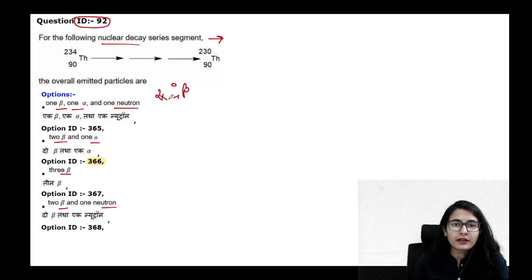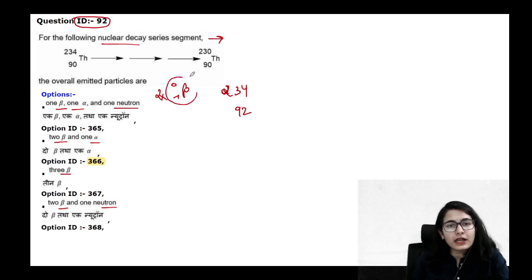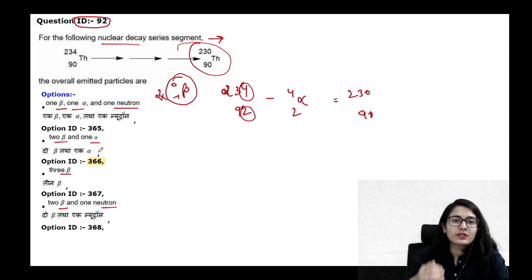So if you are emitting 2 beta from here, the mass is going to remain as it is, 234, and this is going to be 92. 2 is going to be added to this, and when you eliminate 1 alpha, 2 beta adds to the atomic number and 1 alpha eliminated is going to eliminate 4 from the mass and 2 from the atomic number, so it's going to give you 230 and 90. So you finally result in this, and you just have to try out different combinations. This is the correct one, 2 beta and 1 alpha. It was a very simple question.